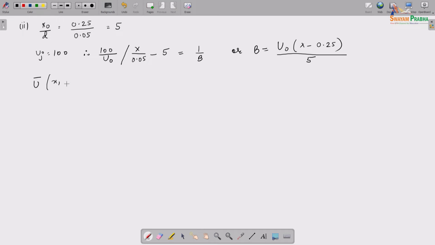The mean velocity at R half is equal to U naught by 2. So in this case, U naught by 2 is half into 5b by x minus 0.25.